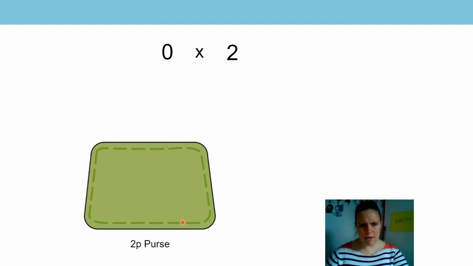How much money have I got altogether? What's that? My product is 0, even though I've got a factor of 2. Oh yes, because I've got 0 groups of 2, so my product has to be 0. I've got no money left.